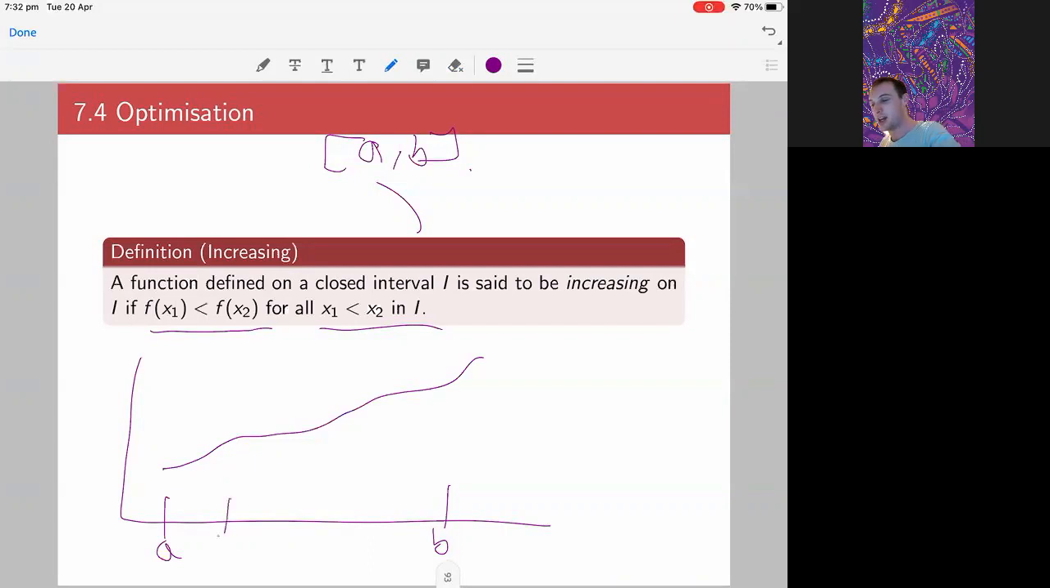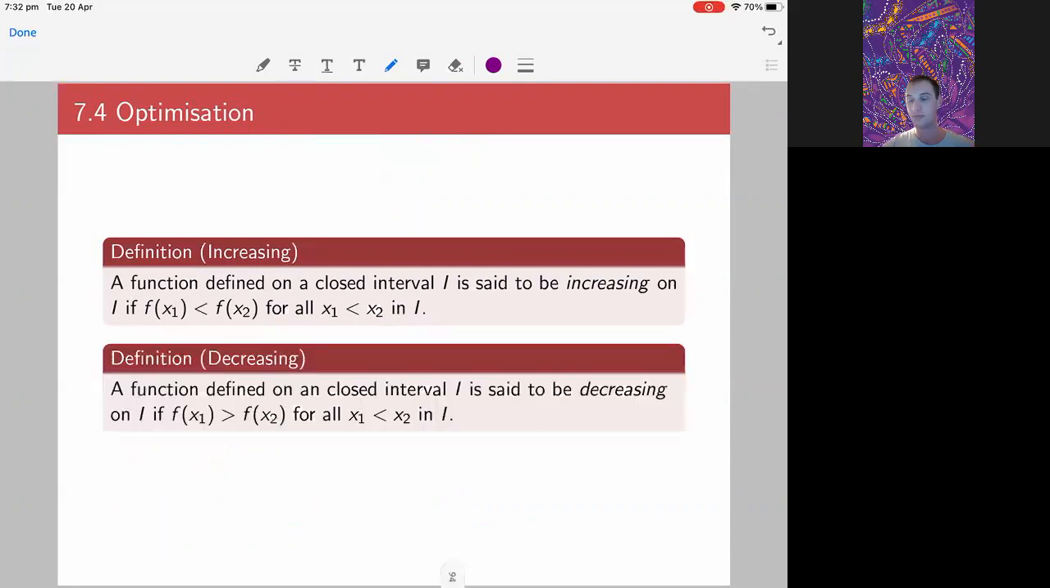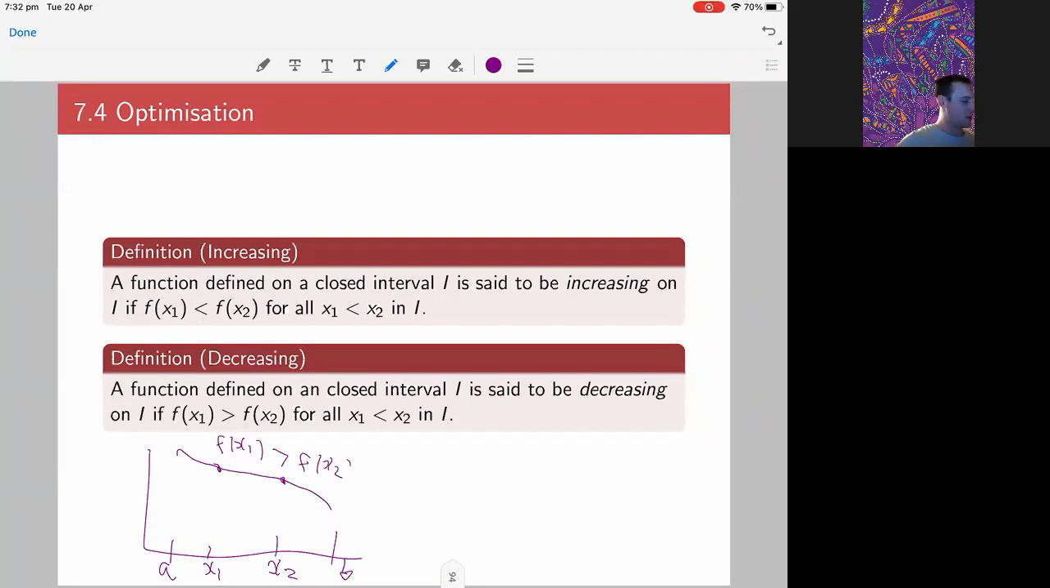It means that if you pick any two numbers on this interval, with x1 being less than x2, then the function at this point here should be less than the function at this point here. So this is rigorously what it means for a function to be increasing on an interval. Of course, you can define decreasing almost the exact same way. You pick two numbers, x1 and x2, in that order, except this time, f of x1 is bigger than f of x2. So this is what it means for a function to be increasing or decreasing.